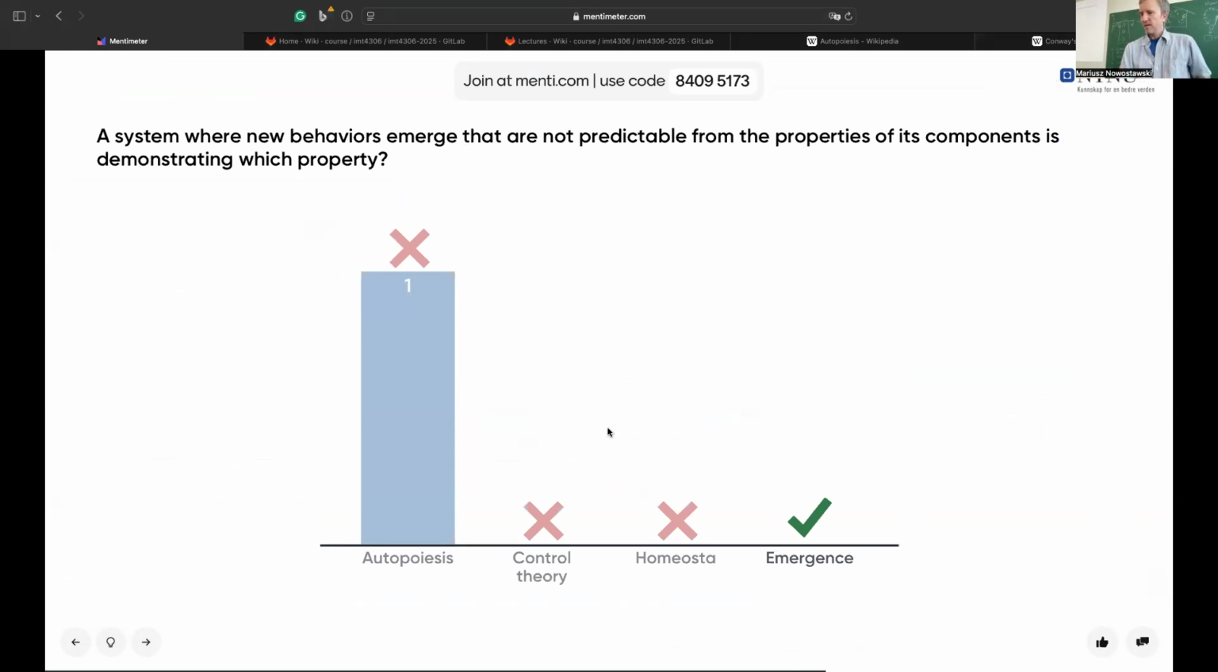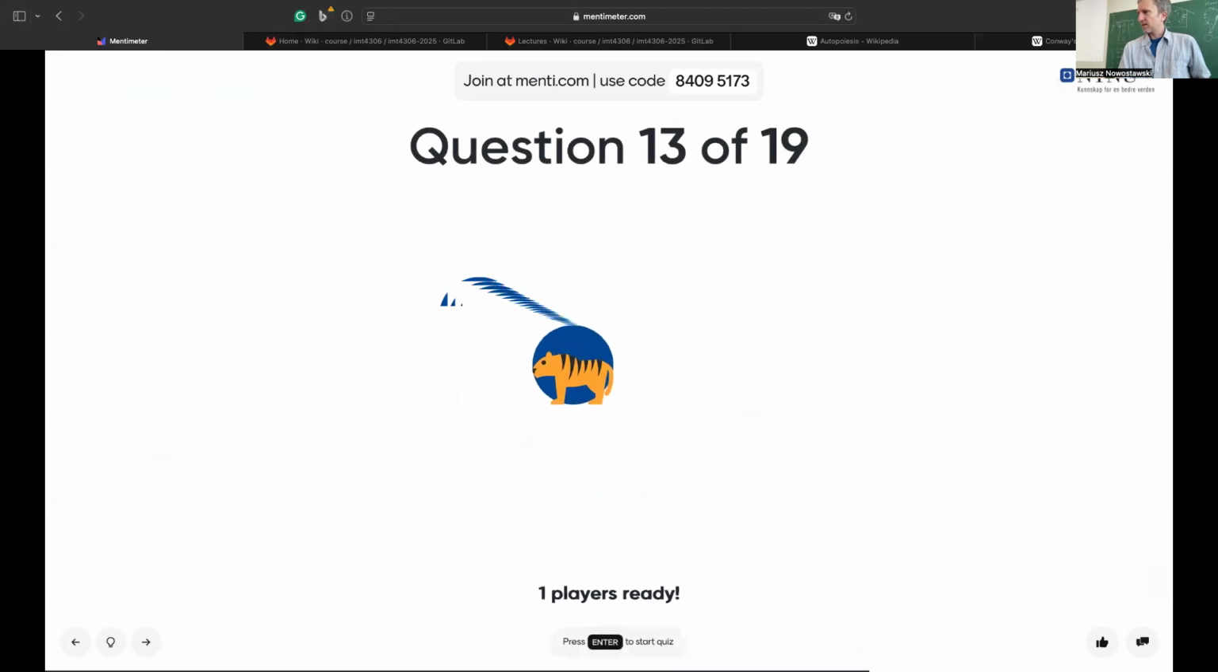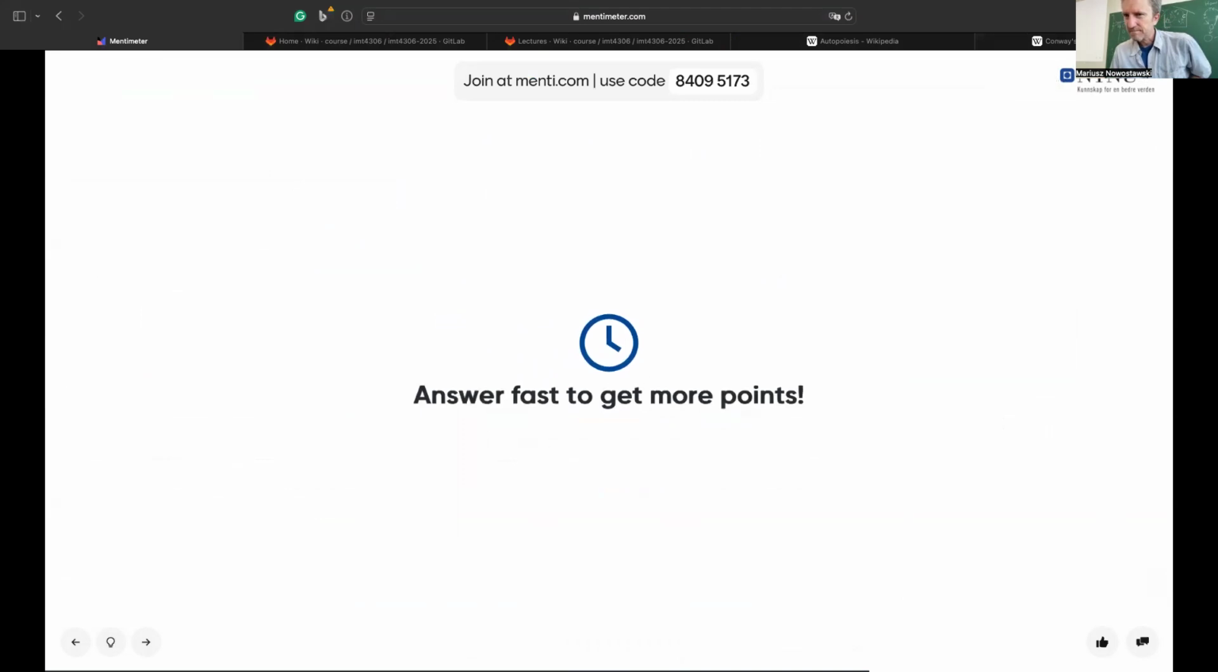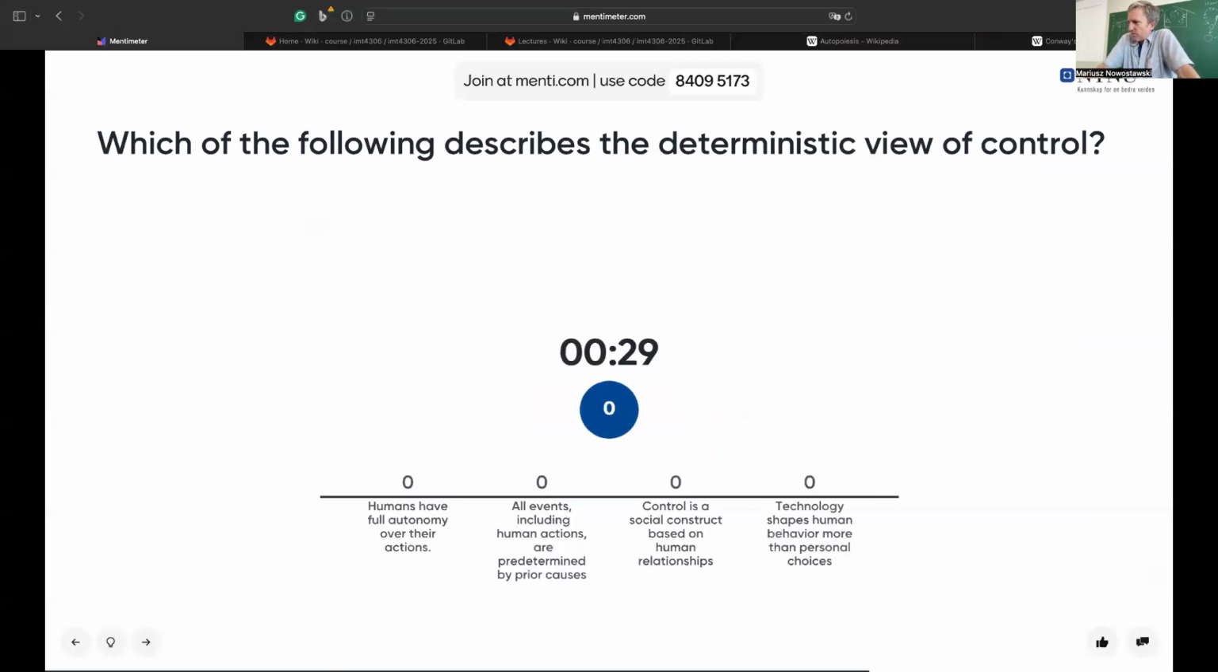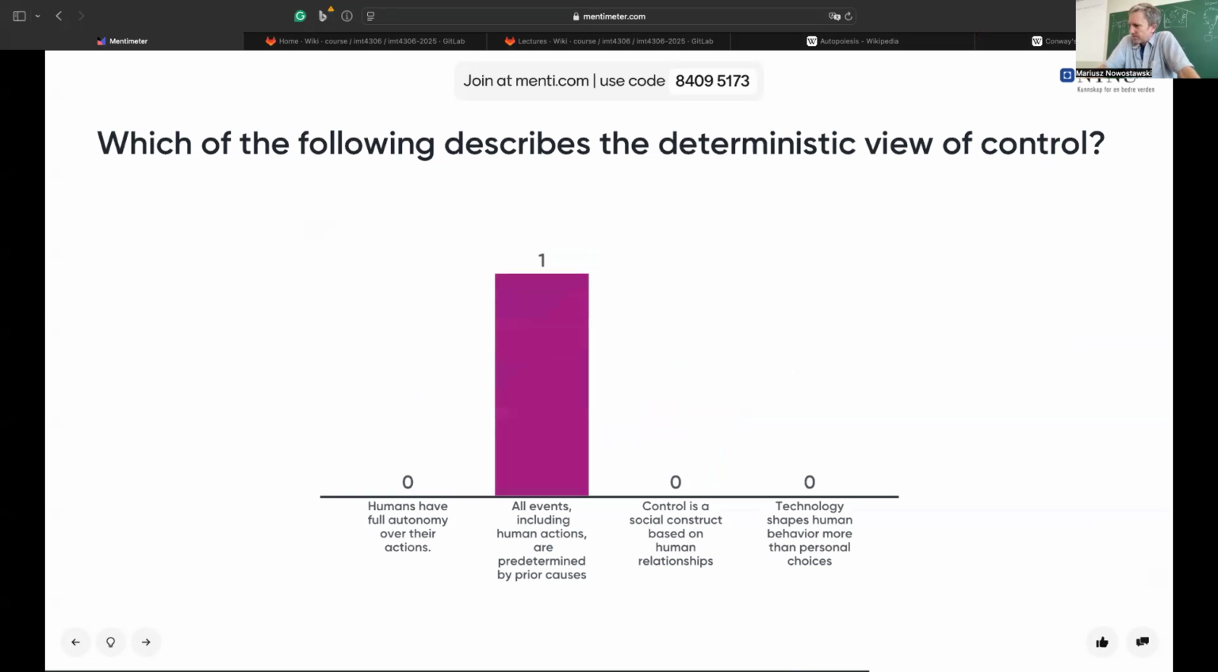All right, next, 13. Which of the following describes the deterministic view of control? Humans have full autonomy over their actions. All events, including human actions, are predetermined by prior causes. Control is a social construct, and technology shapes human behavior. So you have a couple of concepts. Which one is the deterministic view of control?